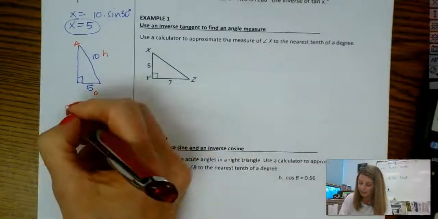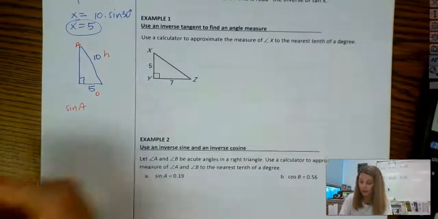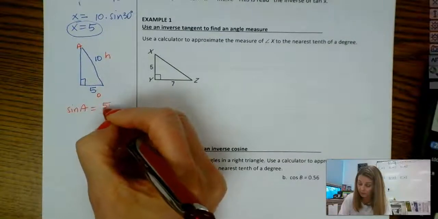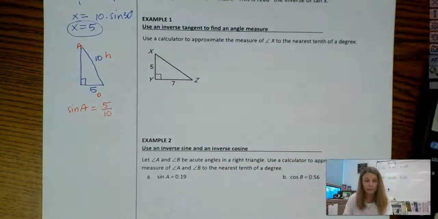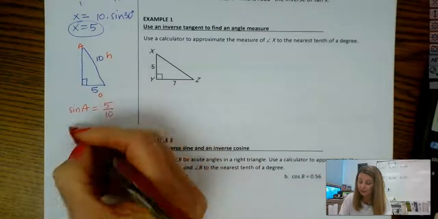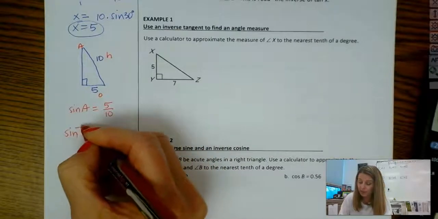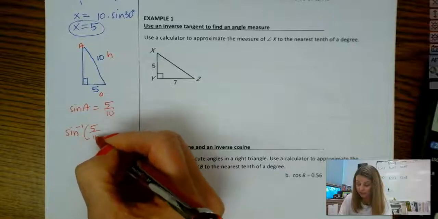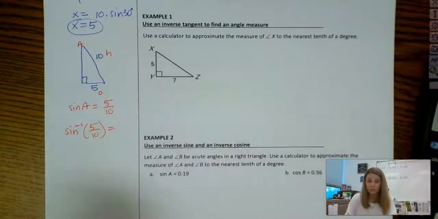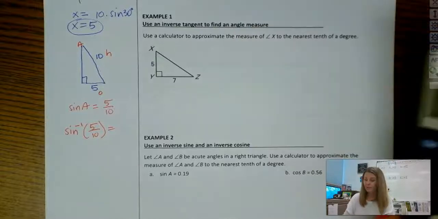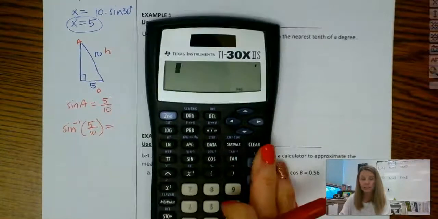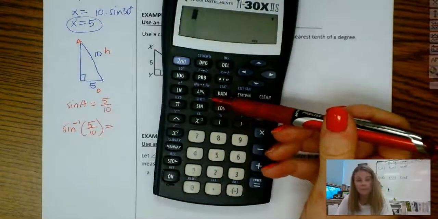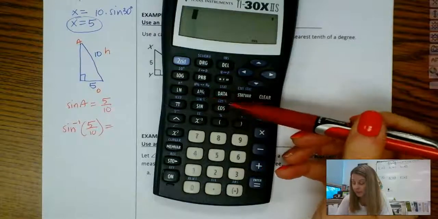So I know that the sine of A, I don't know A yet, is equal to 5 over 10. Okay, so to get angle A, if I do the inverse sine of what it's equal to, I will get a degree measure. So on your calculator, above sine, cosine, and tangent are the inverses. See the inverse right there, above sine, cosine, and tangent.